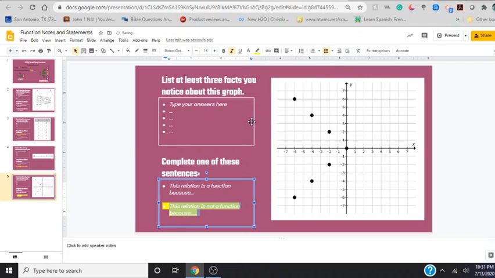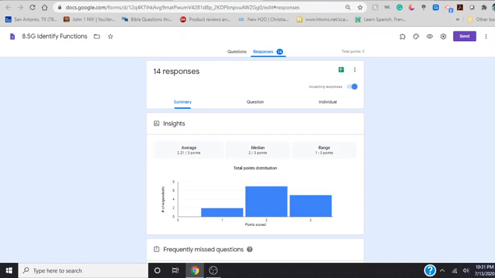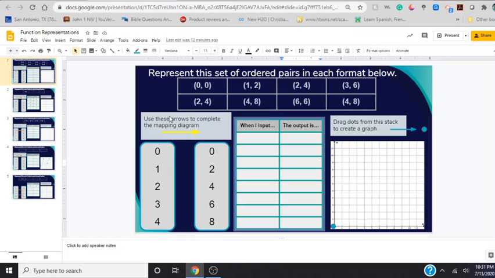What did you notice about this graph? And then, three things. What three things did you notice? And then right here, why is it not a function? All right? That was the note side. And then we just came over here and applied our knowledge to multiple examples. And during the day, I did the first slide for you.